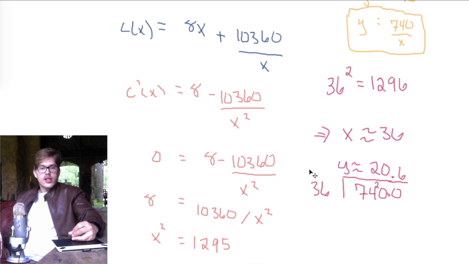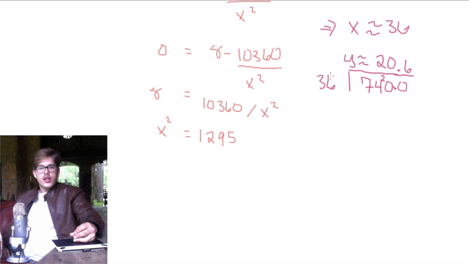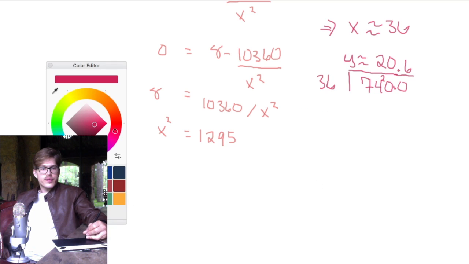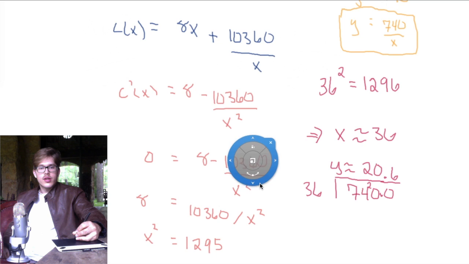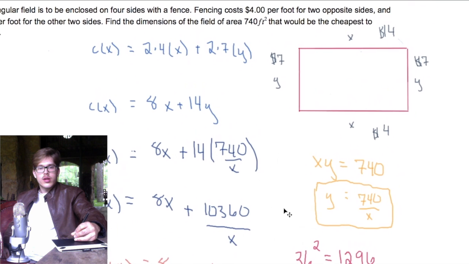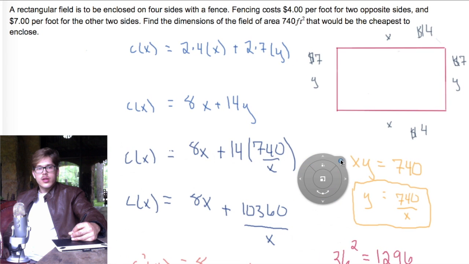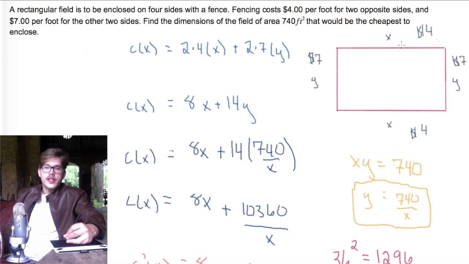Therefore, what does this tell us? Well, this tells us what? Actually, let's go back to the very top. It tells us that this length is 36 and this length is 20.6. So what would be the cheapest way to enclose?